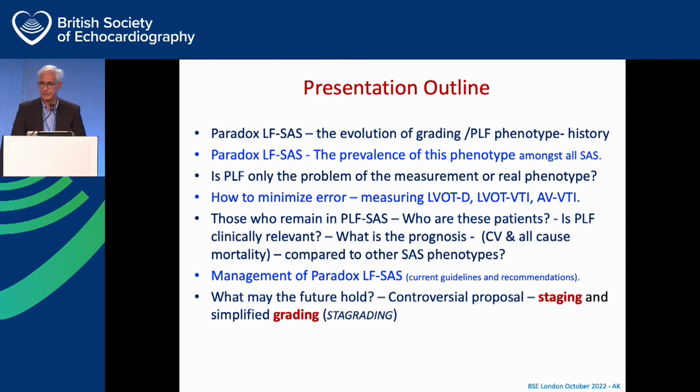Minimizing error of measurements of the continuity equation related components, the LVOT VTI and aortic valve VTI, would it make any difference if those patients who have been detected after the appropriate measurements of aortic valve area by the correctly used continuity components remained in the paradoxical low flow severe aortic valve stenosis group of patients? Who will be these patients?